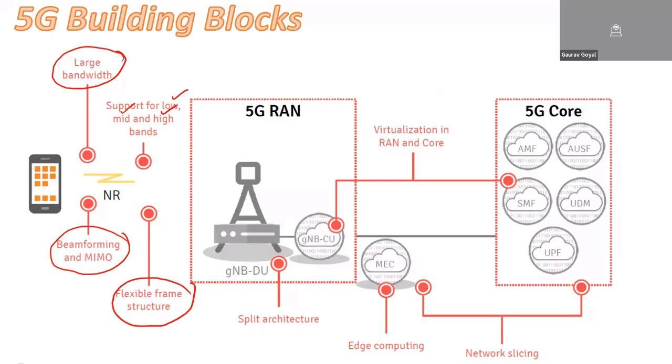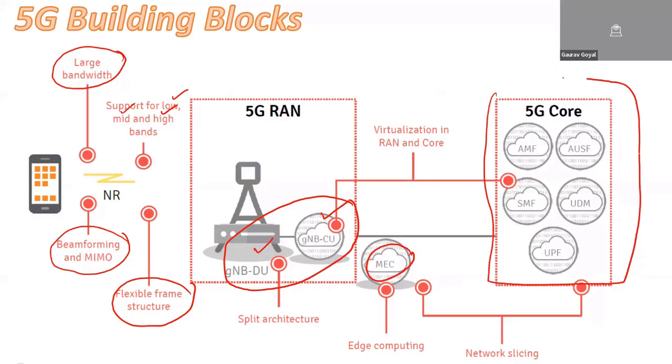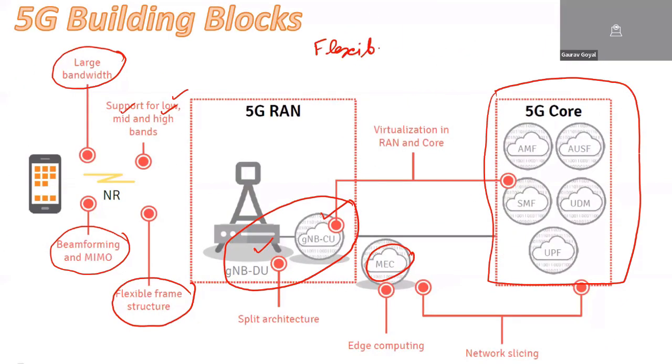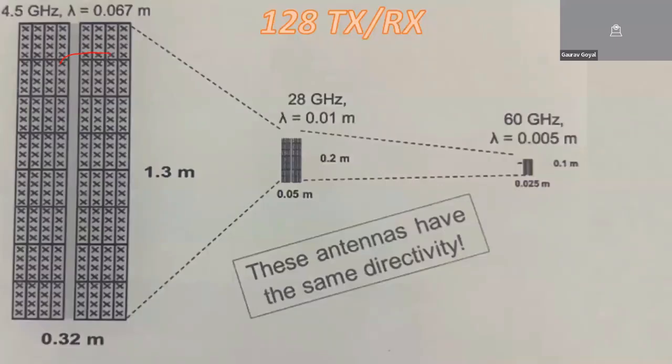In addition to that, we have split architecture in case of 5G. It is divided into two parts: one is DU and one is CU. Then we have multi-access edge computing, and 5G is completely virtualized because we want to provide high flexibility and scalability. The main purpose of providing 5G is to give lots of flexibility and scalability. So this is what I was talking about earlier.